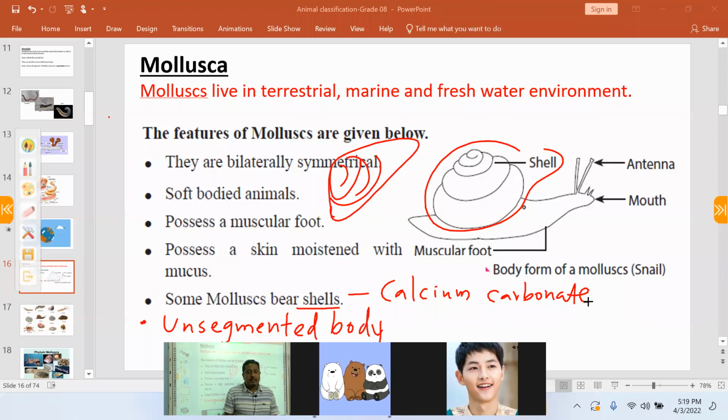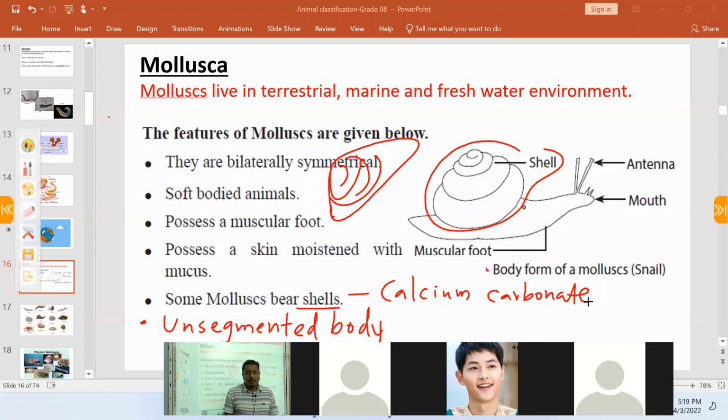How do they move? They have a special locomotive organ. What is it? They have a muscular foot. Possess a muscular foot. Possess means have. Snail possesses a muscular foot. Having a muscular foot. Look at the muscular foot here.